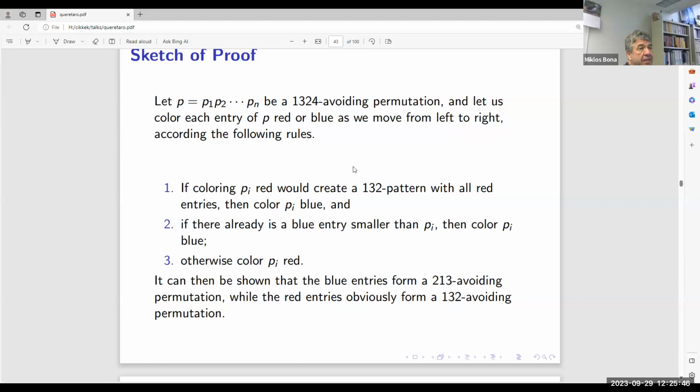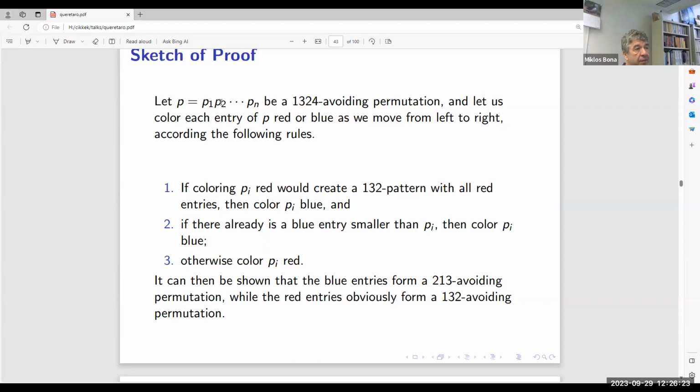So color the entries of a 132 avoiding permutation red or blue as follows. You move left to right. And if you colored an entry red, that would create a 132 with all red entries, then you don't do it, then you color that entry blue instead. If there is already a blue entry smaller than your current entry, then color your entry blue. And otherwise color everything red. So in particular, the first one will always be red.